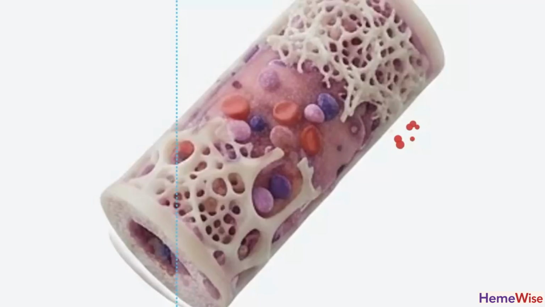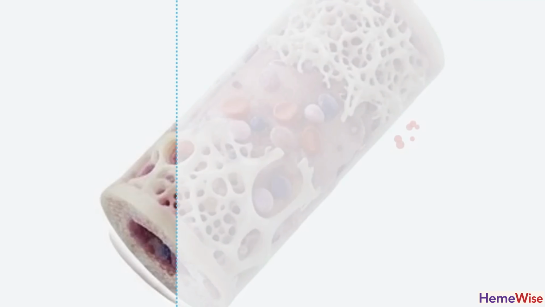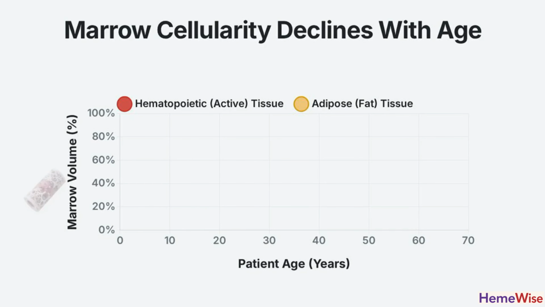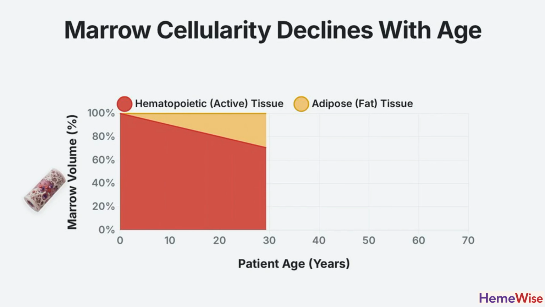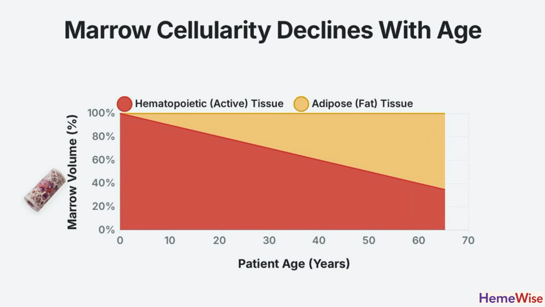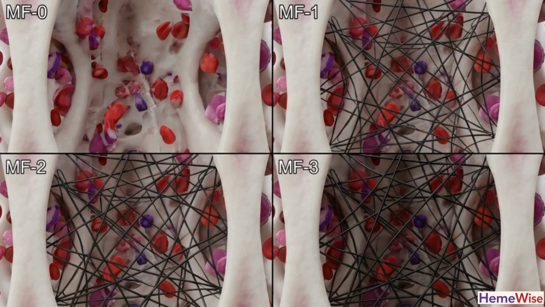A biopsy measuring only 4 millimeters can easily miss patchy focal diseases, such as metastatic carcinoma or focal lymphoma, that are present elsewhere in the marrow. We assess overall marrow cellularity on the trephine. Total hematopoietic tissue naturally declines with age, as it is replaced by fat, following a general guideline of 100 minus the patient's age. The trephine also allows us to grade marrow fibrosis on a scale from MF0 to MF3.